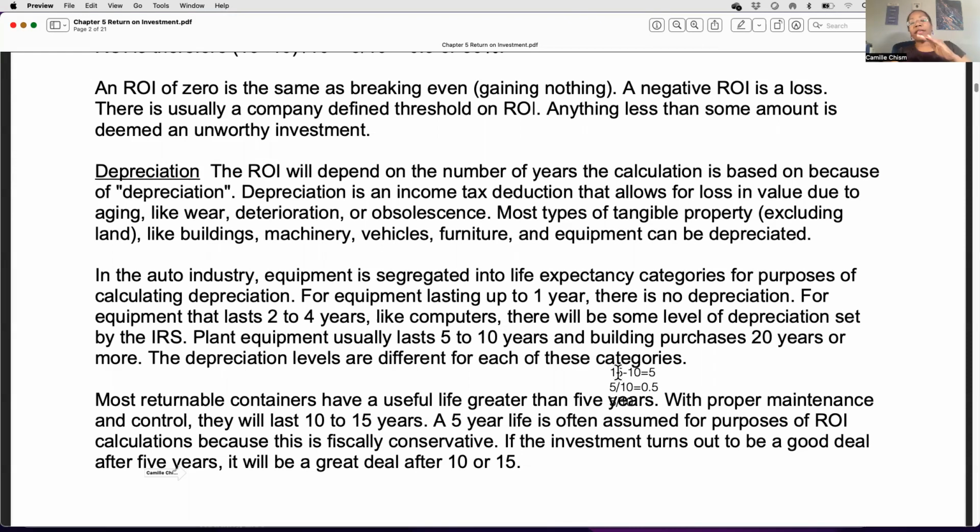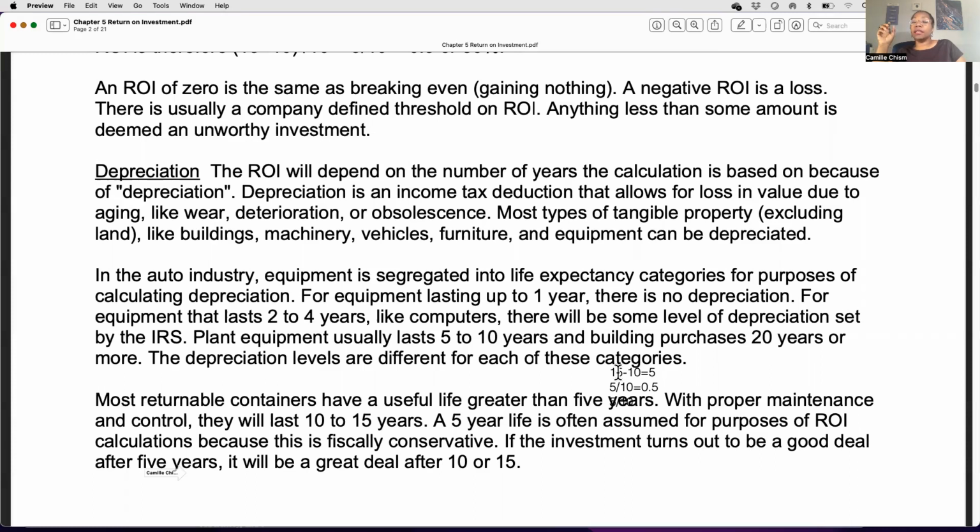So they spread that value out over time to say full value next year. They subtract a portion of it, so it's worth less, but they can take that off the accounting books to balance out their accounting books. And again, I mentioned it's set by the IRS. You get plant equipment like a production line or maybe a conveyor or something like that, and that tends to depreciate over a longer period of time, like 5 to 10 years.